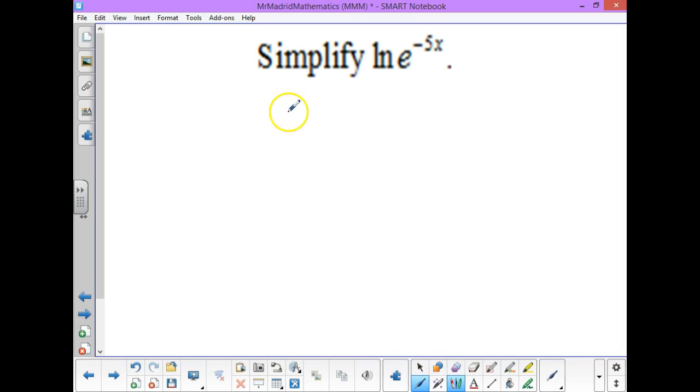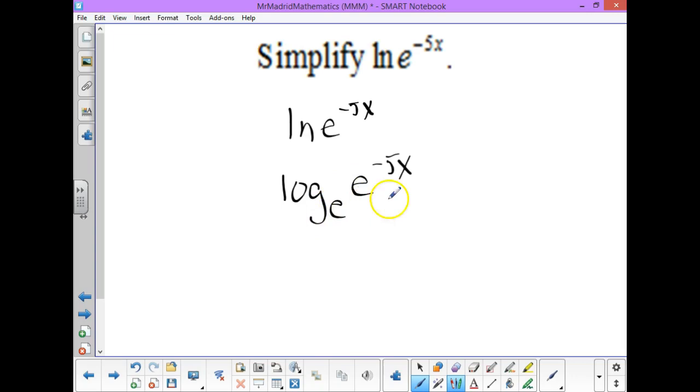Simplify the natural log of e raised to the negative 5x. Whenever you're iffy, it's always good to rewrite the problem and remind yourself you know how to write, you've got some math skills. Since natural log is new to you, you look back at your notes and you do know you can rewrite this as the log base e of e to the negative 5x. Although it might be a little unfamiliar, we do have matching bases. They do cancel, and we're left with negative 5x.